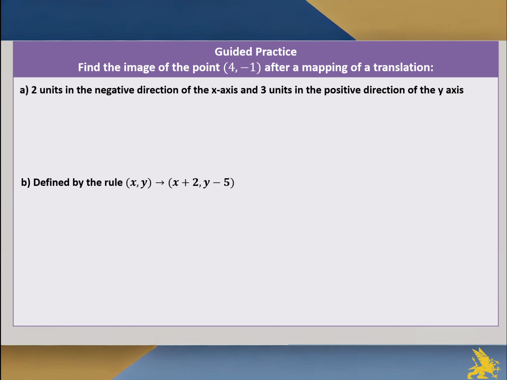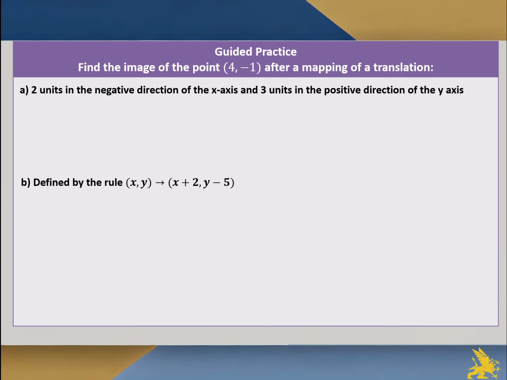Let's take a look at this question. Find the image of the point (4, -1) after mapping of a translation 2 units in the negative direction of the x-axis and 3 units in the positive direction of the y-axis. So how do we do that?